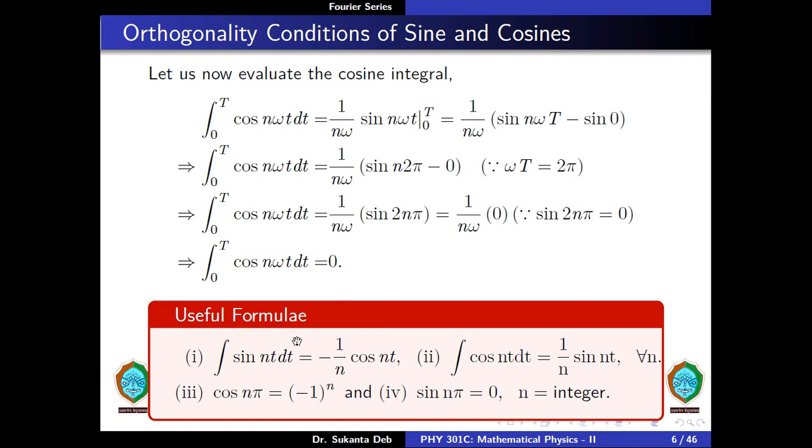These are some useful formulas which you should remember. Integral sine of nt dt is equal to minus 1 by n cos of nt. Similarly, integral cos of nt dt is equal to 1 by n sine of nt. Cos of n pi is equal to minus 1 to the power n and sine of n pi is equal to 0, where n is an integer.